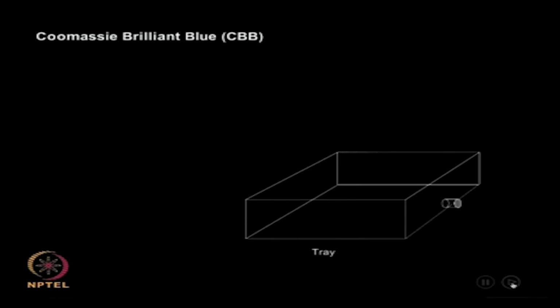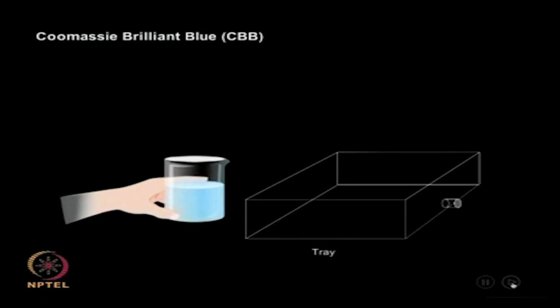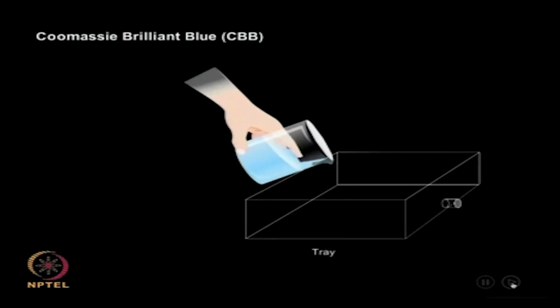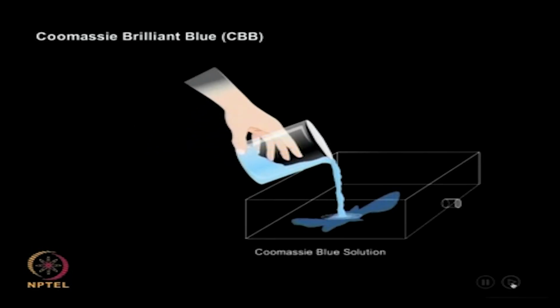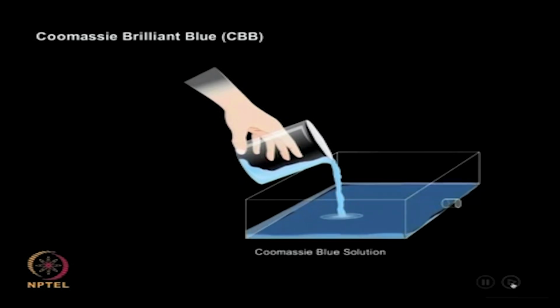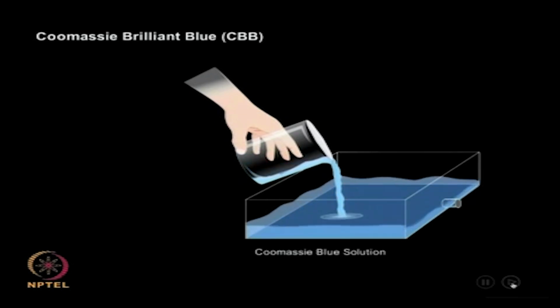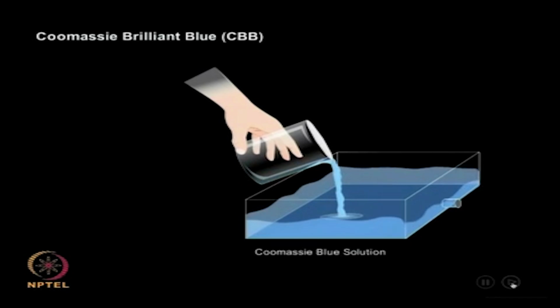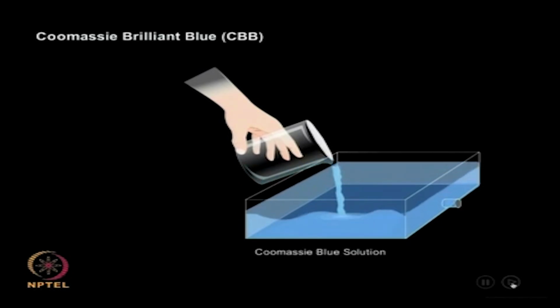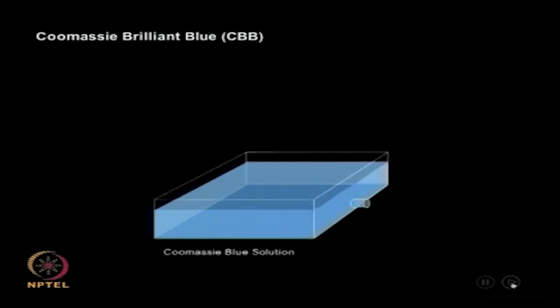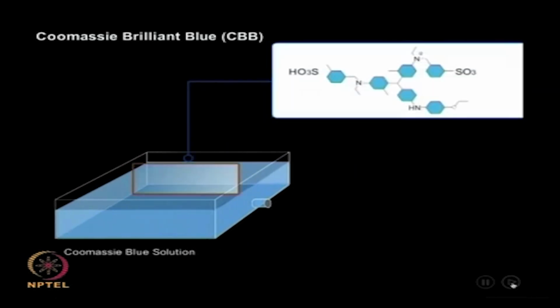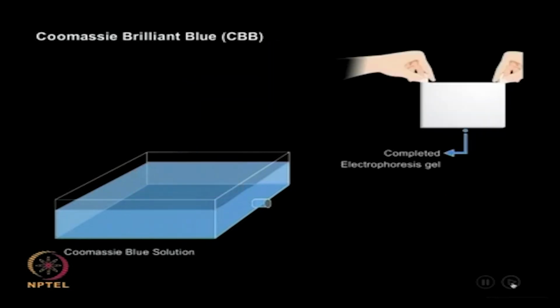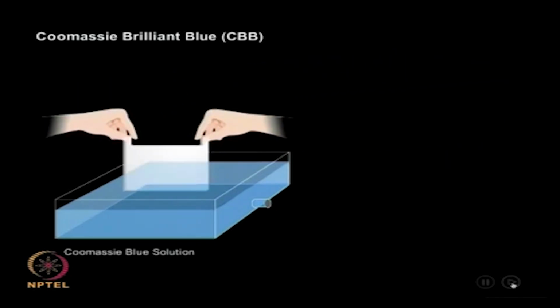The completed electrophoresis gel is placed in a tray containing the Coomassie blue staining solution, typically R250, that has been dissolved in an aqueous solution of methanol and acetic acid. The negatively charged Coomassie dye interacts with protein through ionic and non-covalent interactions.